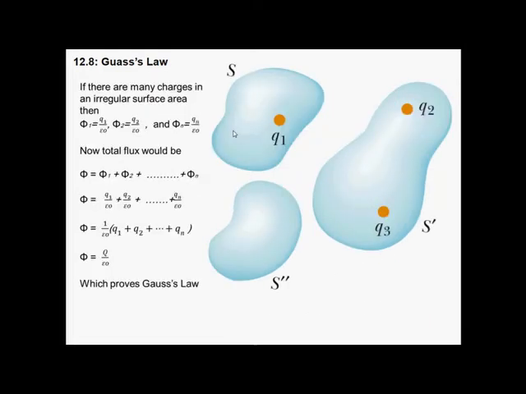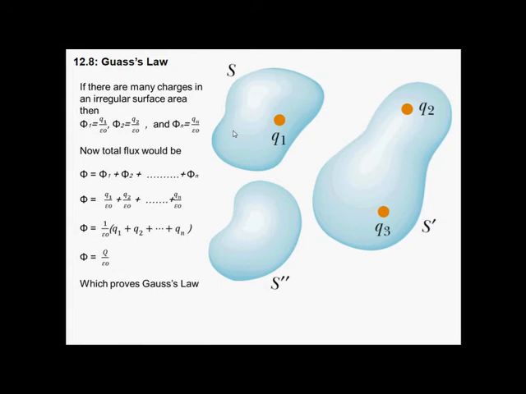Now look at this situation. If we have many charges in an irregular surface area, then flux for Q1 would be Q1 by epsilon naught, flux 2 would be Q2 by epsilon naught, and so on. Flux n would be Qn by epsilon naught.